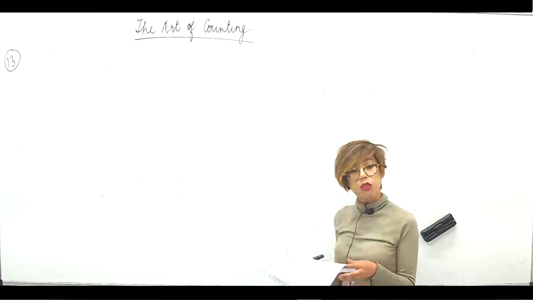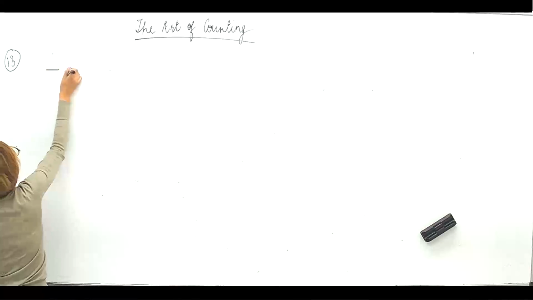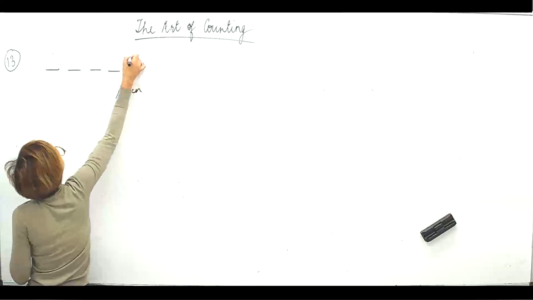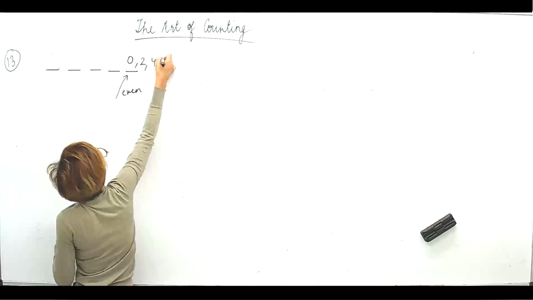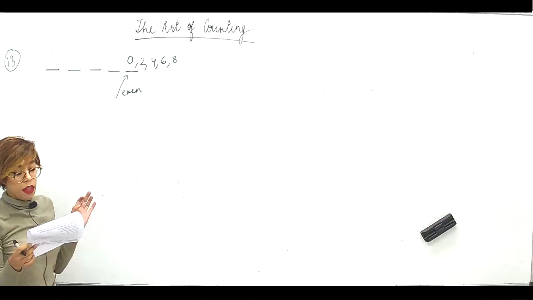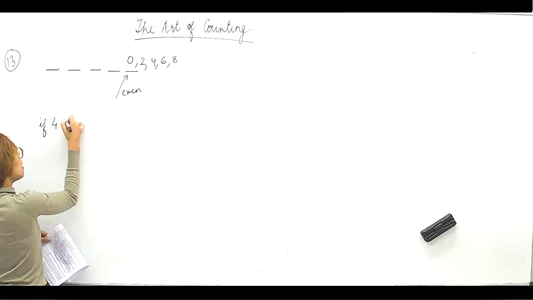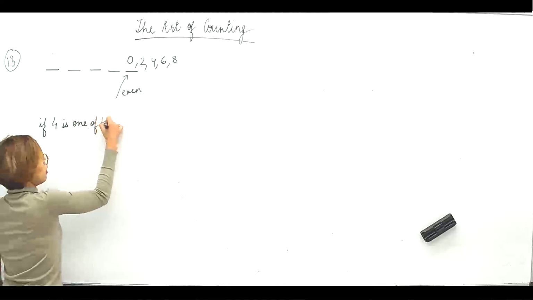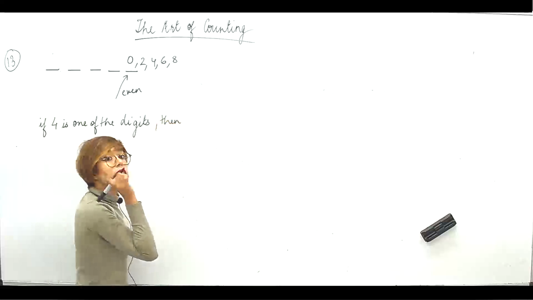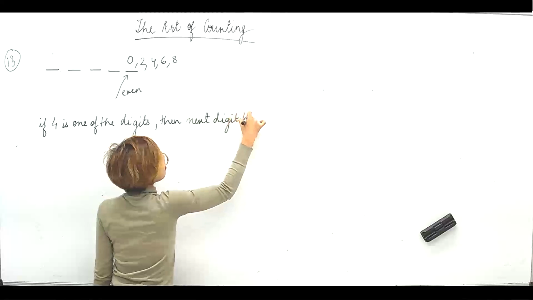Right? So the 13th question now. How many 5-digit even numbers? 5-digit even numbers, so that means the last place has to be even. So either 0 can come, or 2, or 4, or 6, or 8. Then only it will be an even number. But there is a condition. He says if 4 is one of the digits, then the next digit has to be 6.